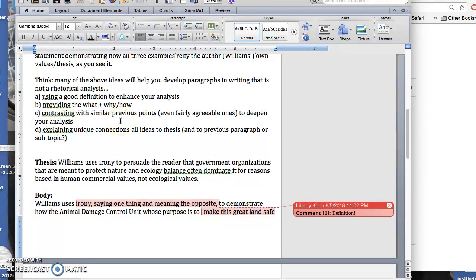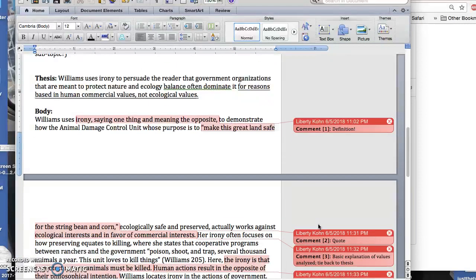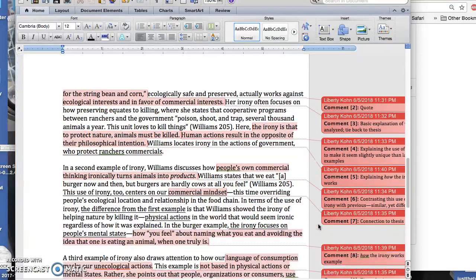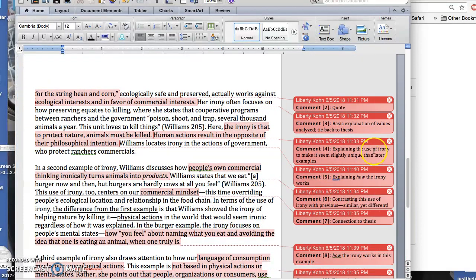You can contrast with similar points. That's something I'm also doing in each paragraph. You'll see that as I go, if we move down to the second paragraph here, you can see I've got it outlined here, right here, comment 6. I'm contrasting this use, my second example of irony, with the previous. Okay.